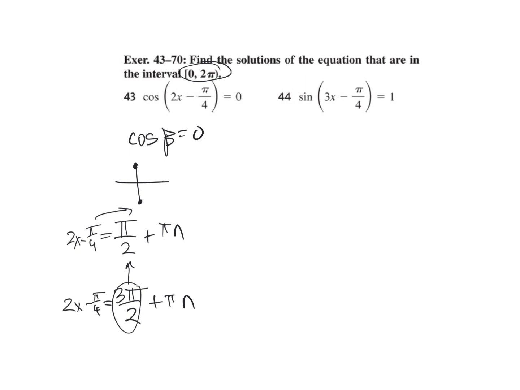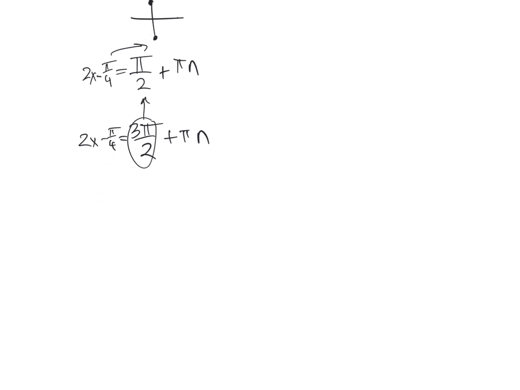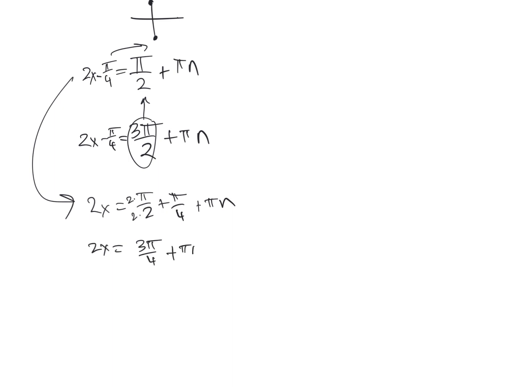Watch what happens when we do this. So we add pi over 4, and I'm going to move all this up while we do this first one down here. So 2x is equal to the pi over 2 plus pi over 4 plus pi n. All right, so get a common denominator. And so this is 2x equals 3 pi over 4 plus pi n. Now we divide by 2. All right, so x is equal to 3 pi over 8 plus pi over 2 n.